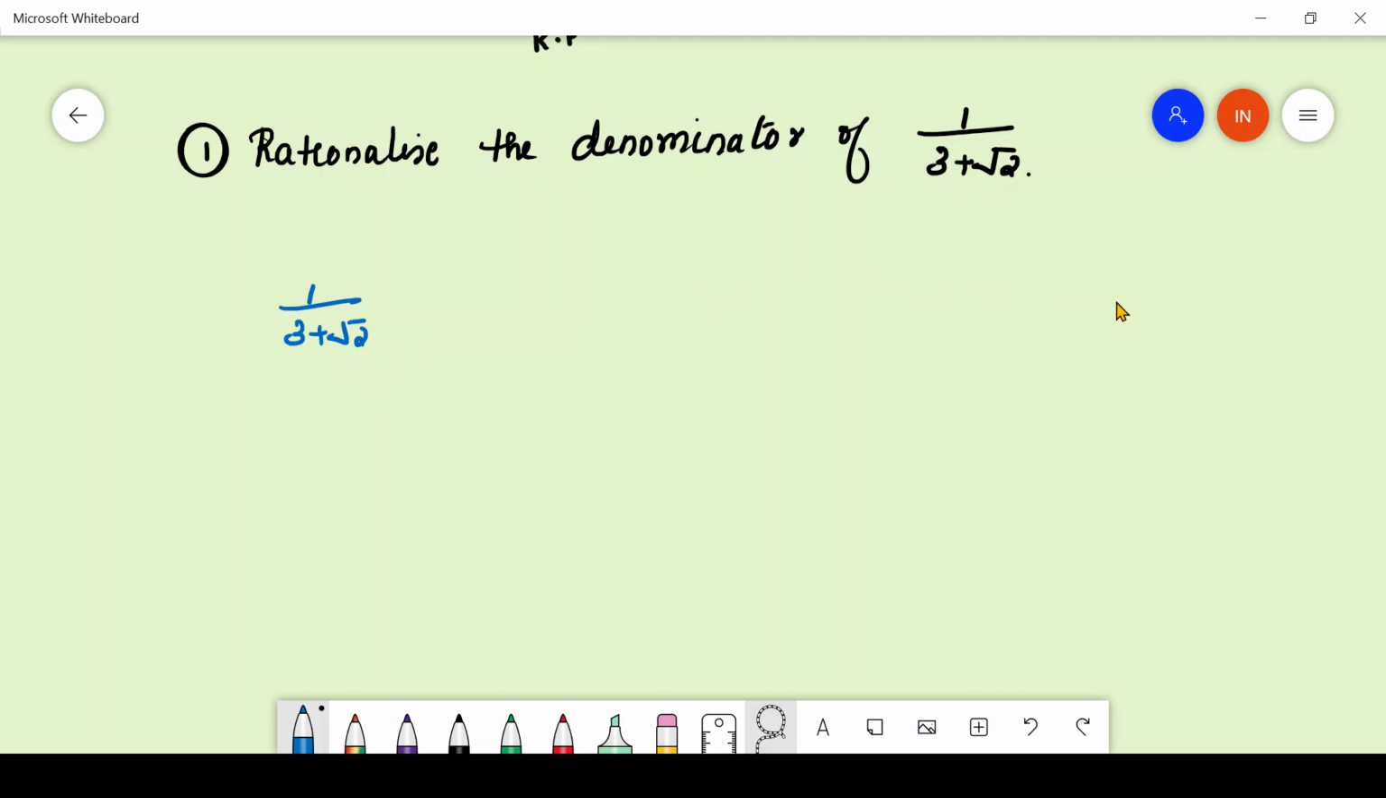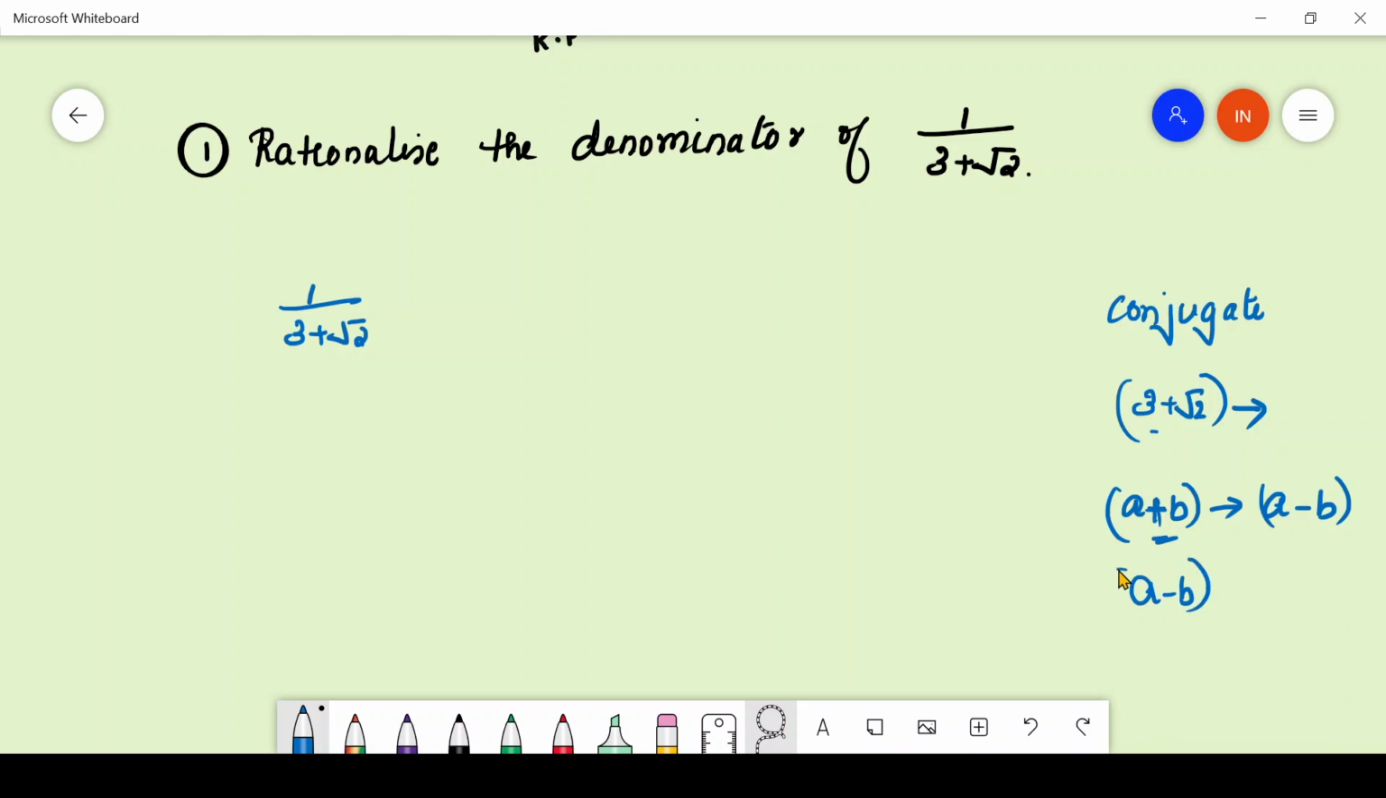So we are going to learn a new term, that is conjugate. What is called conjugate? 3 plus root 2 is the number here. What is the conjugate of this one? Let me show you an example. If a plus b is the number we have, what is the conjugate of this one? Yes, of course, a minus b. Just change the sign of the operation given. Or if it is a minus b, you can change it to its conjugate, that is a plus b. Same we are going to do with this also, 3 plus root 2. So the conjugate will be 3 minus root 2.